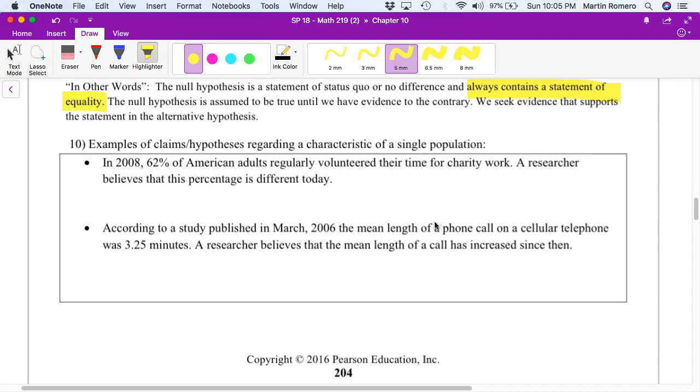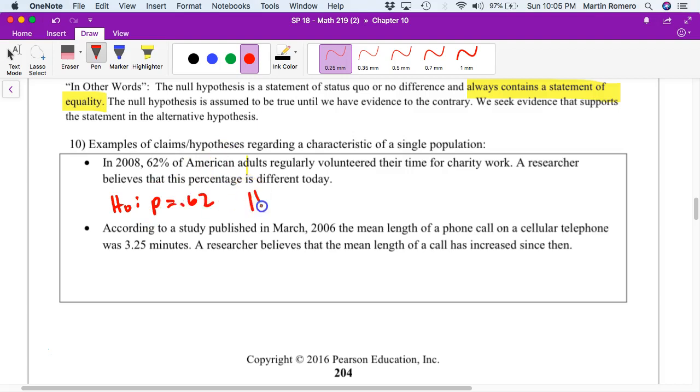So, for example, in 2008, 62% of adults regularly volunteered. A researcher believes that this percentage is different today. If we were to do a hypothesis test on that, the null hypothesis is that the proportion of Americans is equal to 0.62. The alternative is that it's different, so P is not equal to 0.62. The researcher believes the percentage is different, and that's why we use not equals.